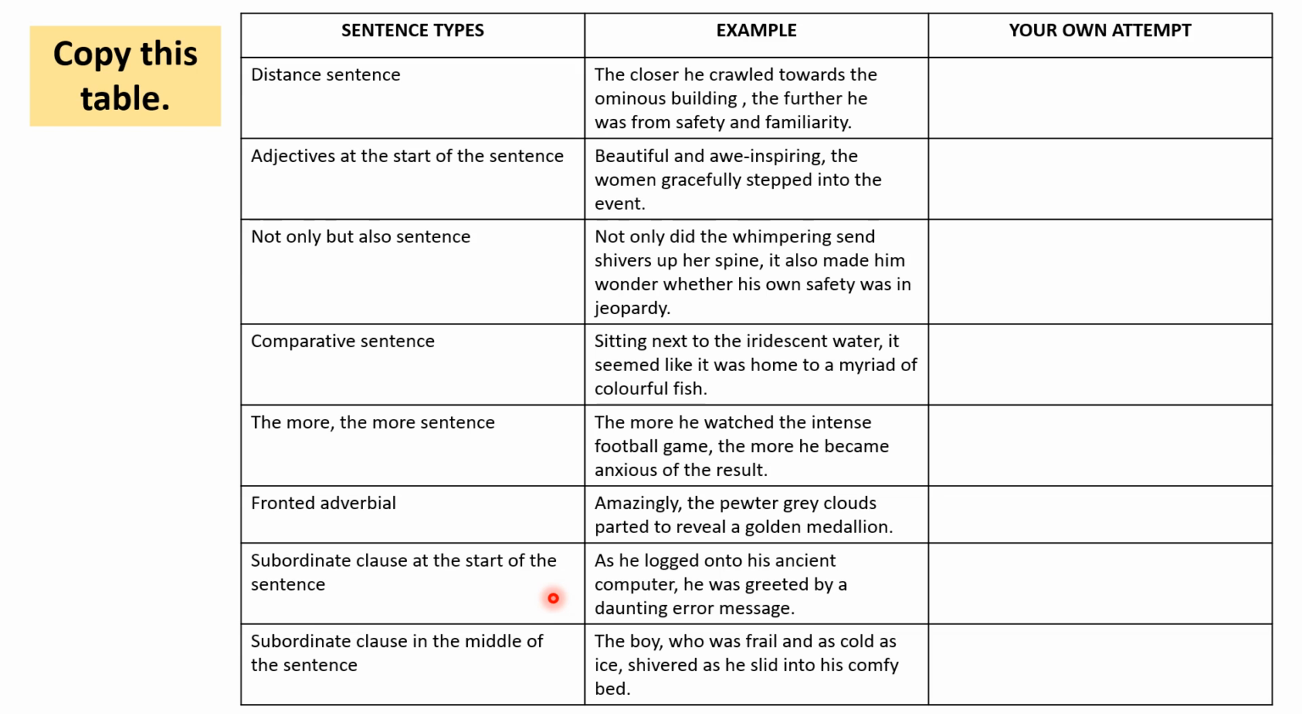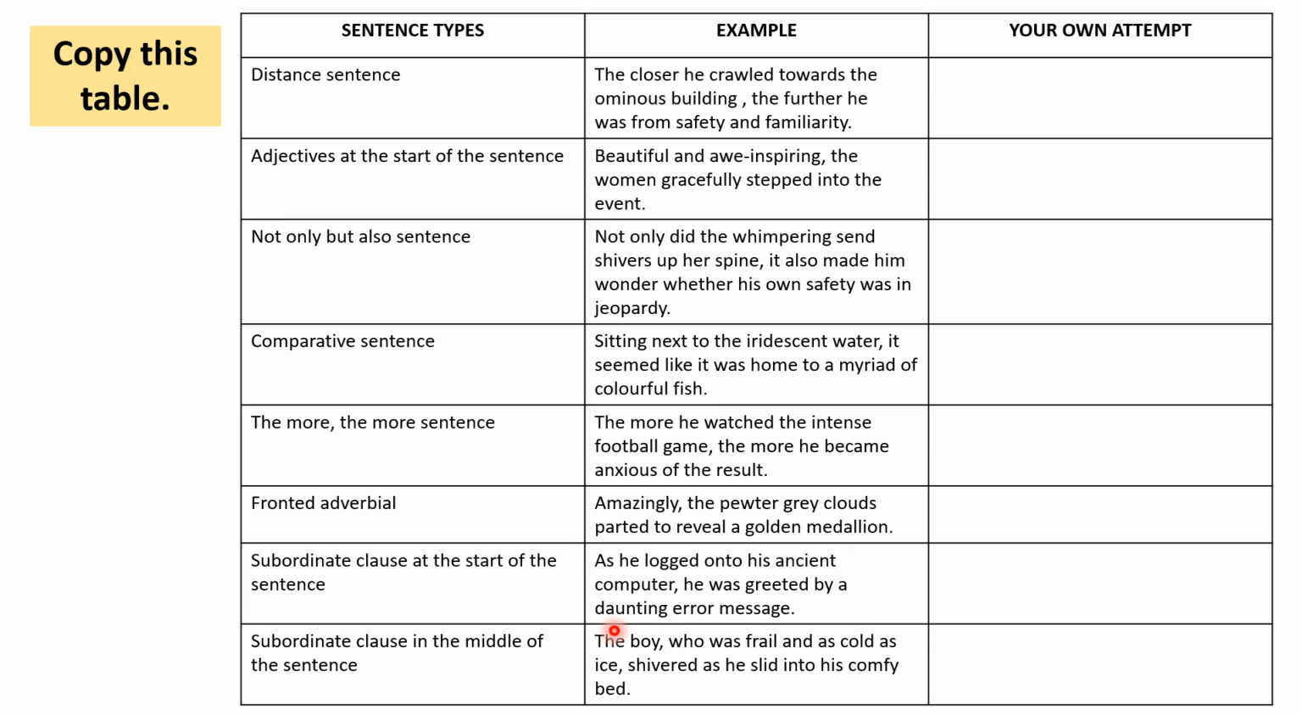We then have different types of complex sentence. A lot of us can use a subordinate clause at the end of a sentence, but we can't use it at the beginning or the middle. So, for example, as he logged on to his ancient computer, he was greeted by a daunting error message. If this was the other way round, and the subordinate clause was at the end, it would say, he was greeted by a daunting error message as he logged on to his ancient computer. Again, the sentence would start with he, which isn't very interesting. And this is a different sentence structure, so it switches it up a little bit.